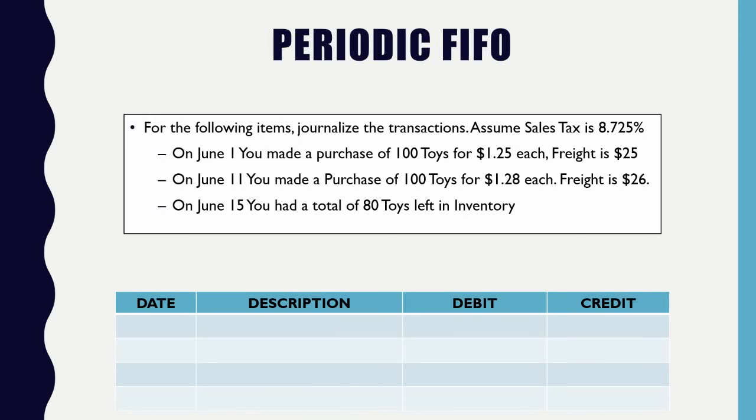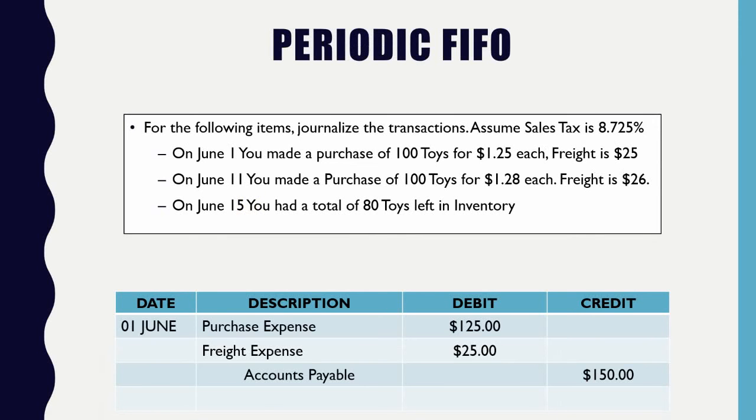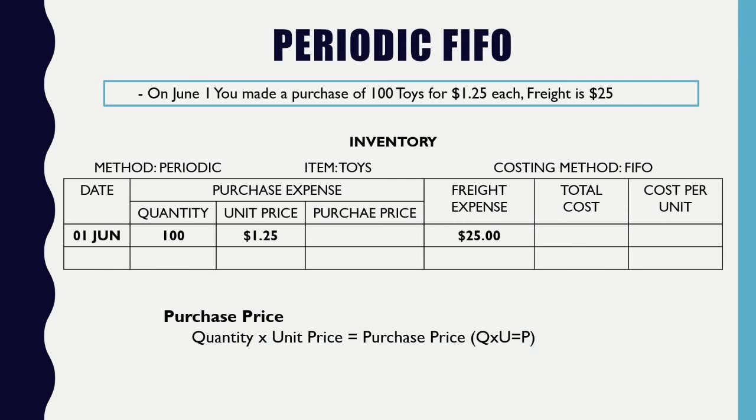So for the very first example, on June 1st, you made a purchase of 100 toys at $1.25 each with a freight costing 25. So pretty straightforward, right? Our journal entry is going to look like this, where we have purchase expense and freight expense, 125 plus 25, which equals, for our accounts payable, right? We're assuming that we're paying everything on account. It's going to be a grand total of 150. Okay, so now I'm actually going to place it into my inventory worksheet just like this.